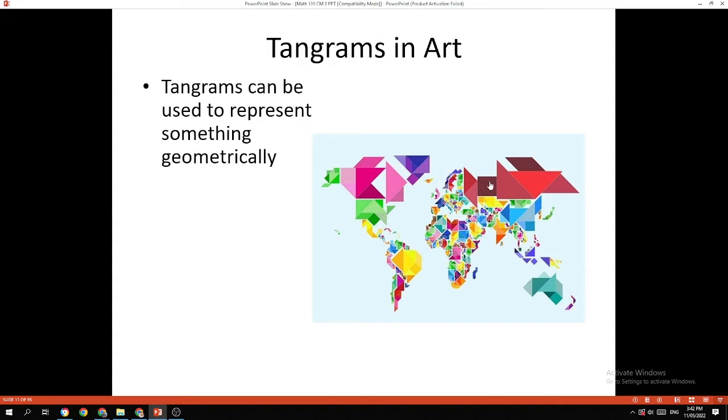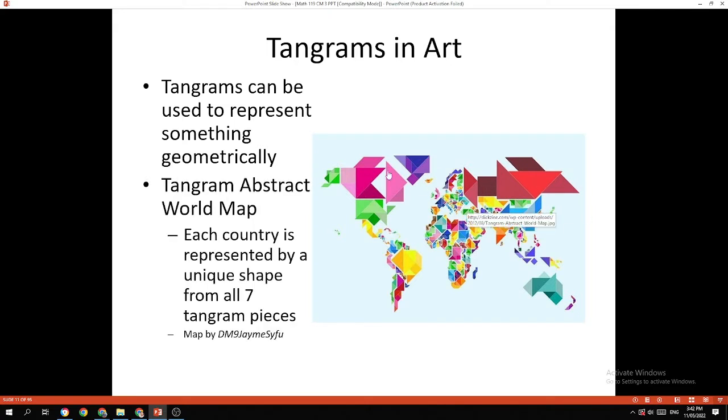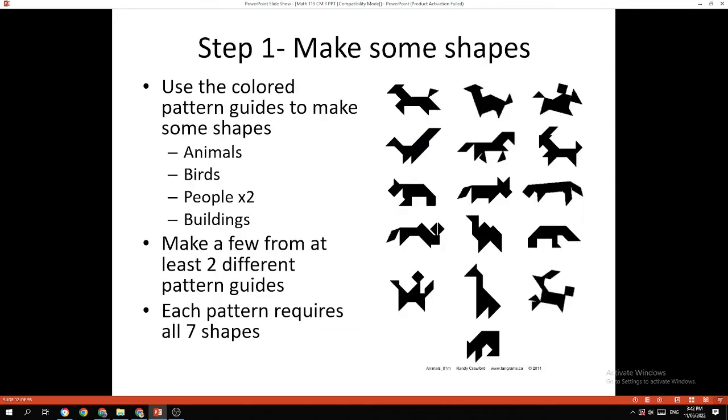Tangrams in art. Tangrams can be used to represent something geometrically. You have there an example, a tangram abstract world map over here. So how do we make it an art? So first, you make some shapes, like these shapes. Use the colored pattern guides to make some shapes like animals, birds, people, buildings. Make a few from at least 2 different pattern figures. Each pattern requires all 7 shapes. Meaning, all 7 shapes are used here. Same thing with this one.